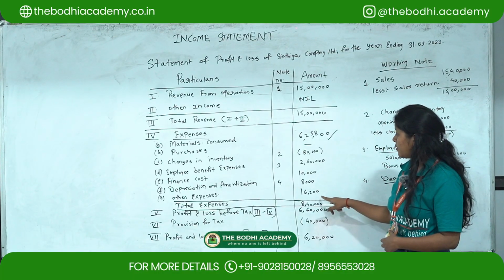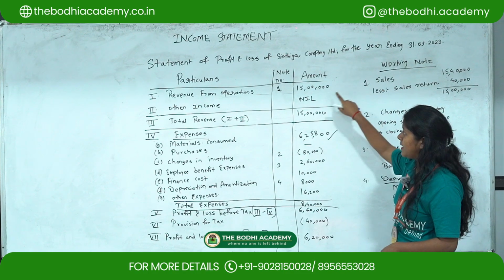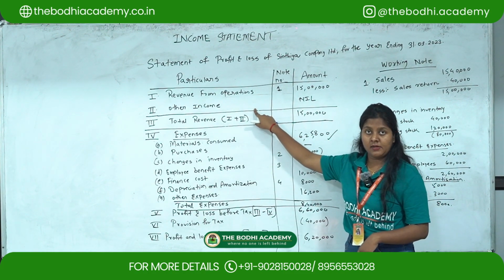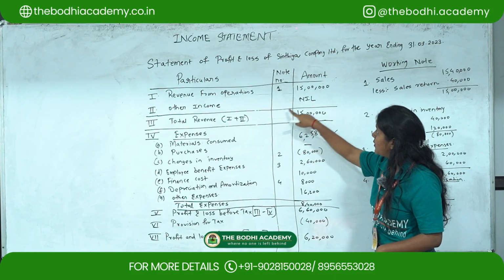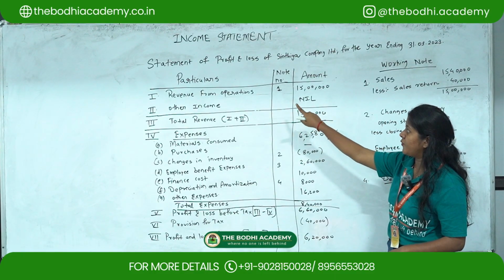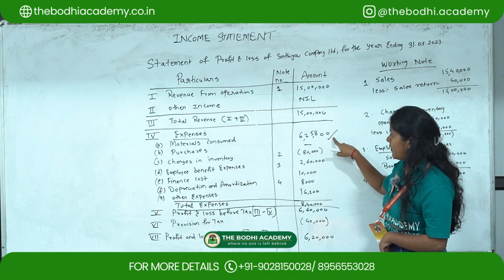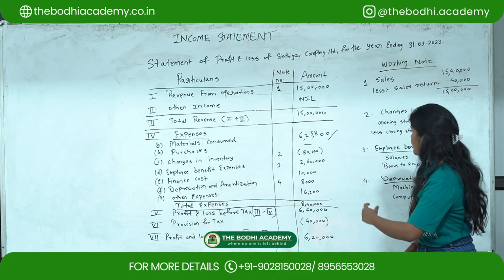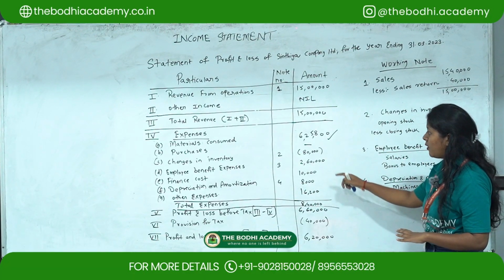Then with regards to our revenue from operation, we got 15 lakhs, but in the question there is no other income. Okay, so that's why we put nil over here. So our total revenue will be the same as revenue from operation, 15 lakhs. Then material consumed we are done. Purchases, nothing they have mentioned. Changes in inventory, as we saw over here, you have to do the working note, opening minus closing stock.